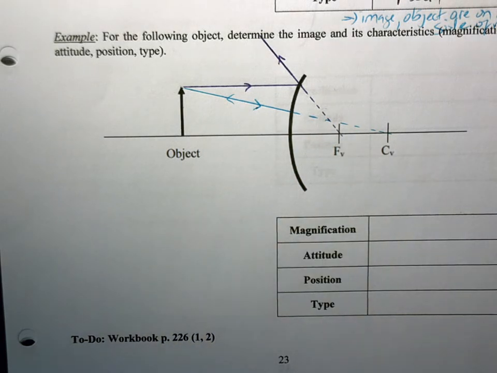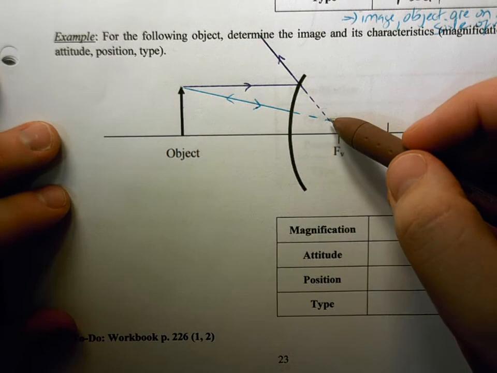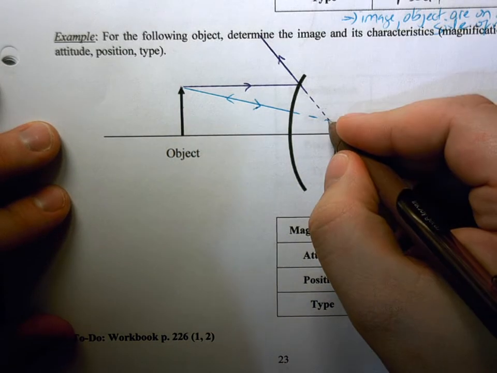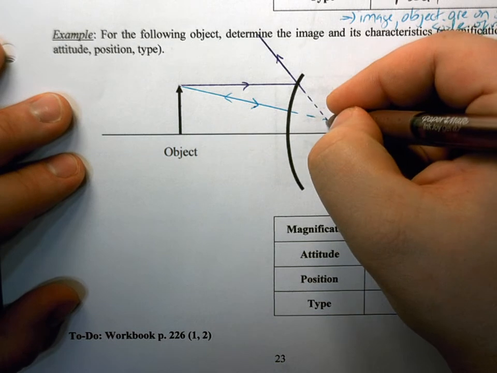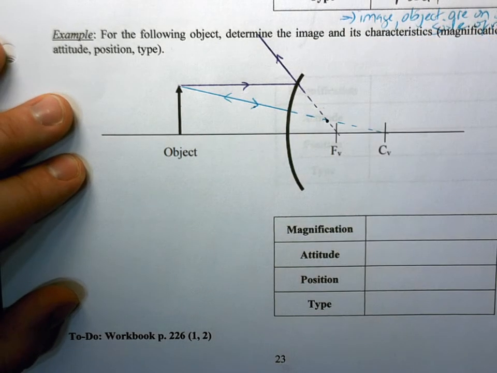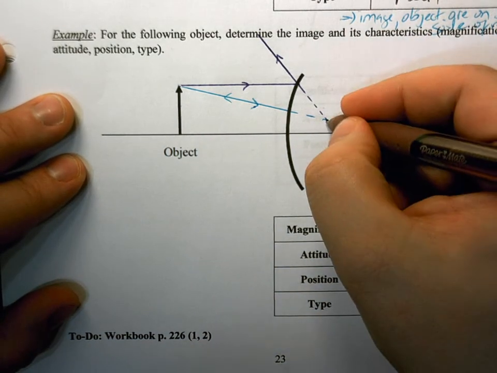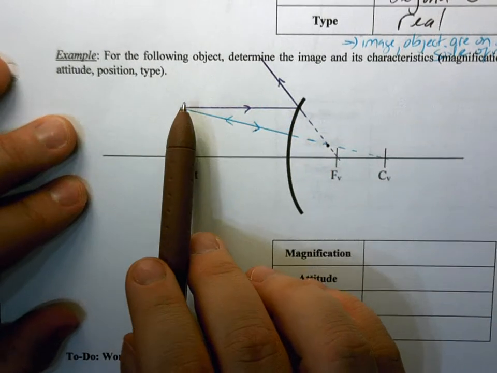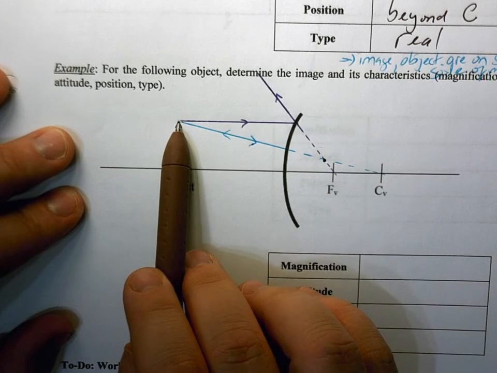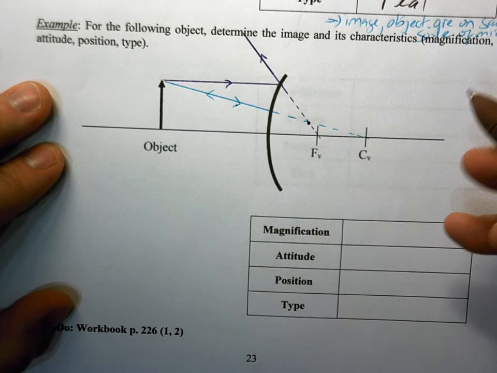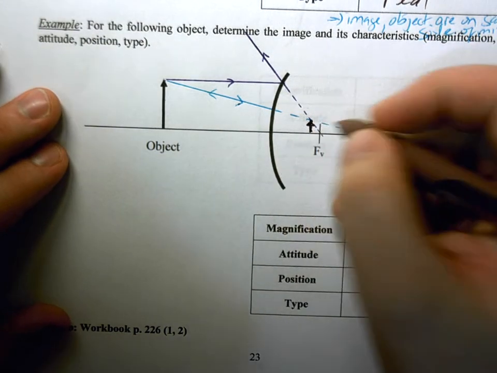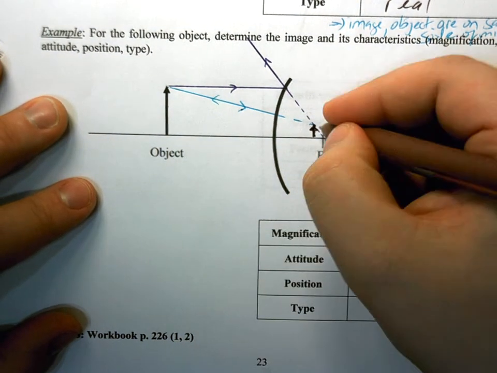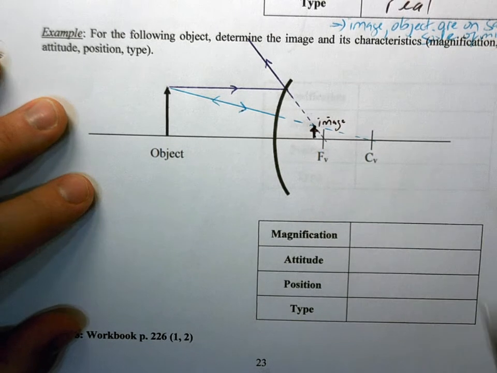And we'll see behind the mirror that there's a convergence of our points here. Where these points converge, that's going to be the tip of my arrowhead. If we did all the light rays from the tip of the object, where they converge is going to be the tip of the arrowhead. So this little arrow here is going to be my image.